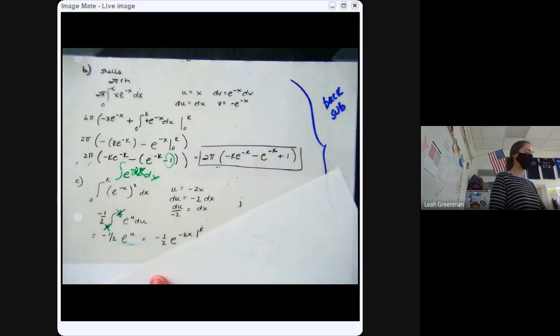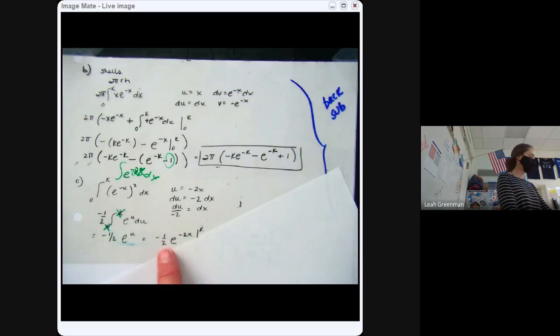Notice now, I'm back substituting, right? Instead of changing those limits, I just think it's safer when we're talking about improper integrals. Doesn't mean it won't work the other way. I just think this is safer.